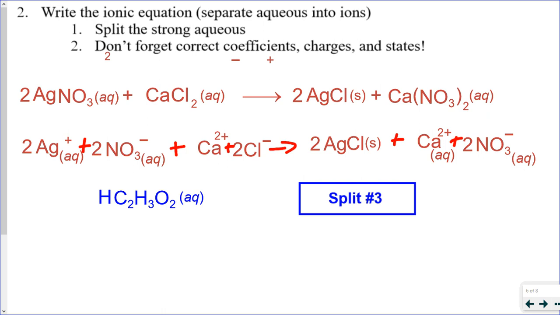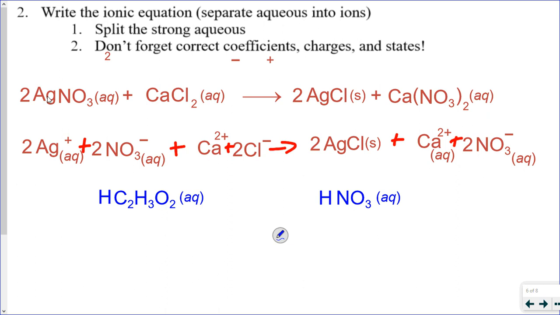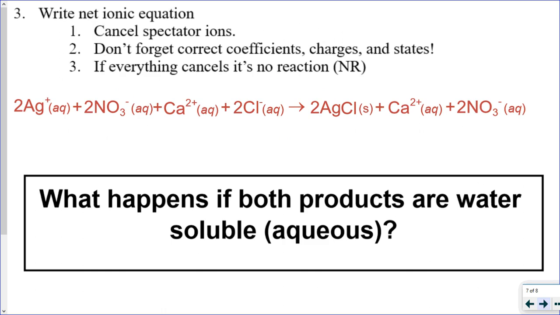But something like HNO3, which is also an acid, that's one of our strong acids, we would split this apart into its component ions, just like we did with the ionic compounds that were water soluble. So remember, strong split, weaks don't. They stay in their molecular form. And if you put it all together and make it pretty, that's what the last one looks like. So that brings us to the third step in the process.